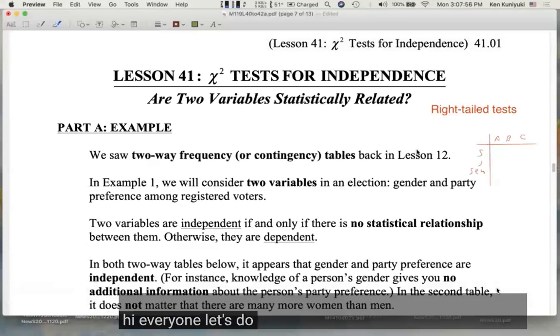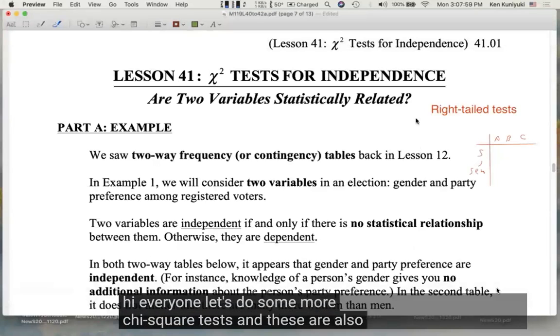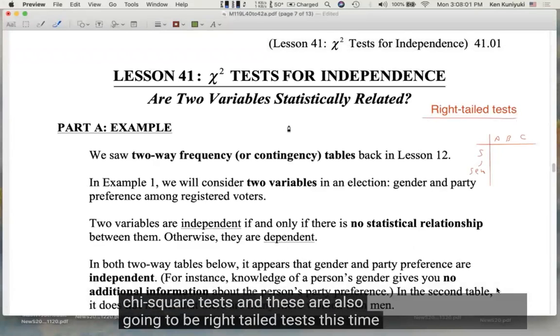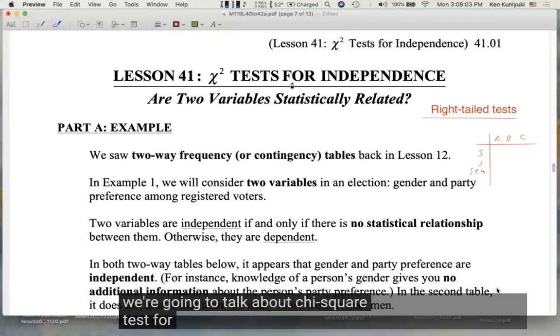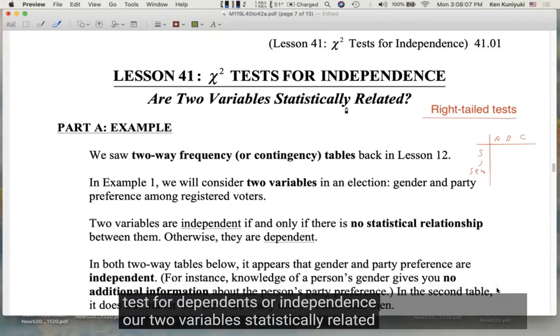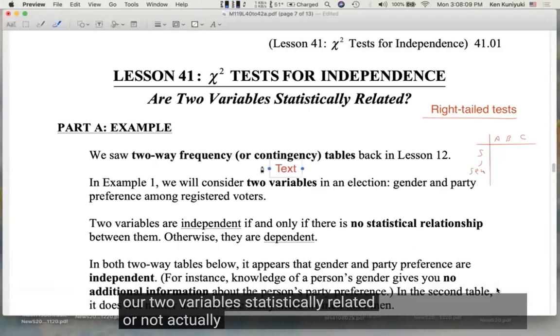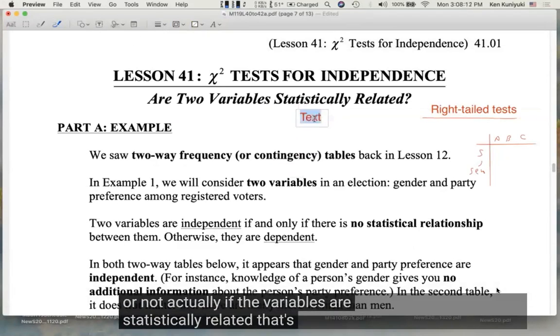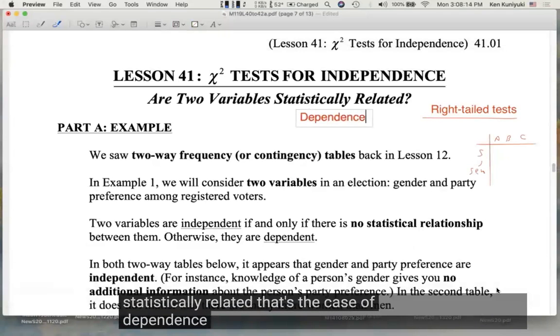Hi, everyone. Let's do some more chi-square tests. And these are also going to be right-tailed tests. This time, we're going to talk about chi-square tests for dependence or independence. Are two variables statistically related or not? Actually, if the variables are statistically related, that's the case of dependence.